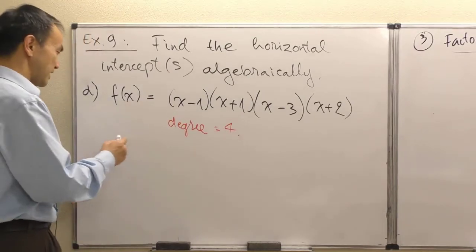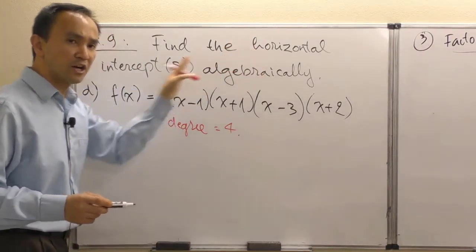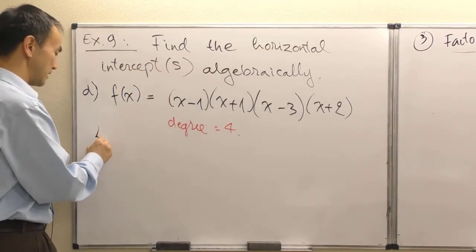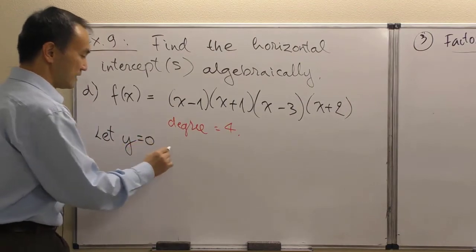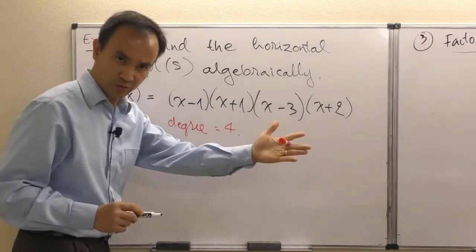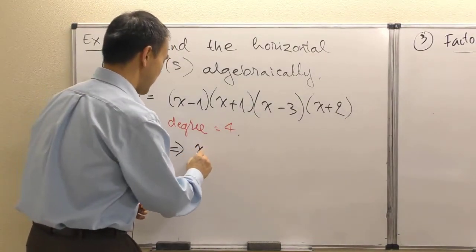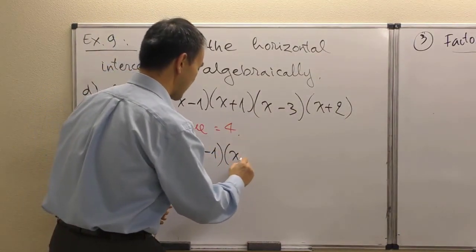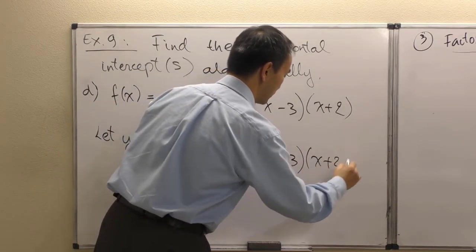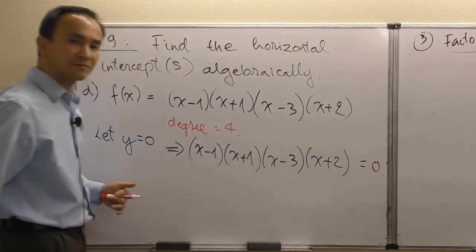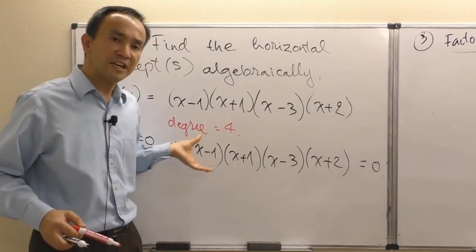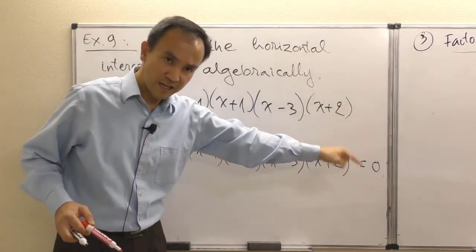Once again, in order to find the horizontal intercepts algebraically, we start out by letting y equal 0. That consequently leads to the entire product being equated with 0. So x minus 1 times x plus 1 times x minus 3 times x plus 2 equals 0. Now we have an equation where the left-hand side is completely in factor form and the right-hand side is simply 0.